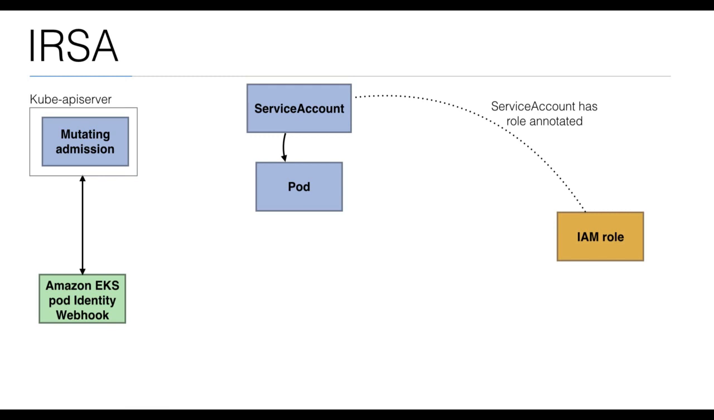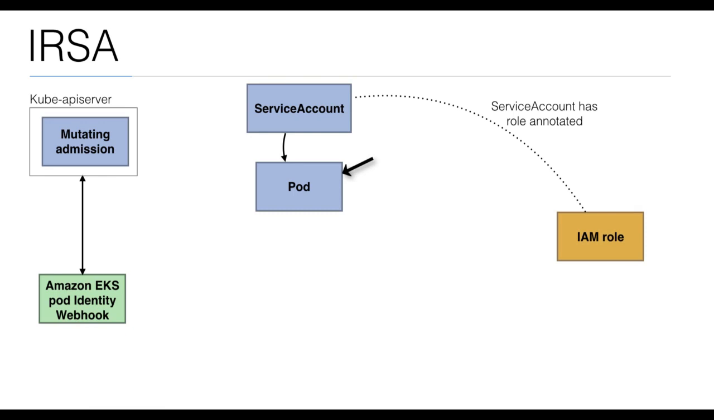Let me show you that in a diagram so that it is easier to understand. So here on the left you have the Kube API server. In the Kube API server you have a mutating admission controller. So whenever a pod is launched, this is triggered. And then AWS has the Amazon EKS pod identity webhook configured, here on the left in green. This webhook will then be executed whenever a pod is launched.